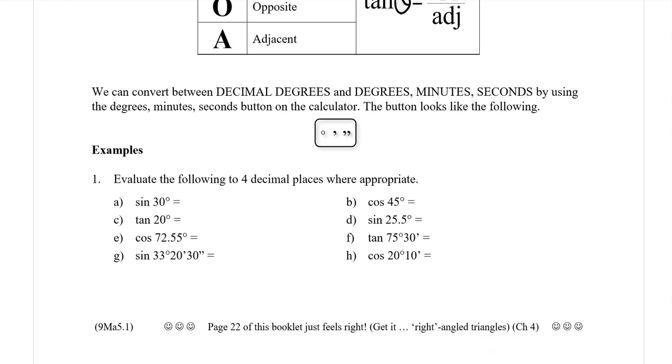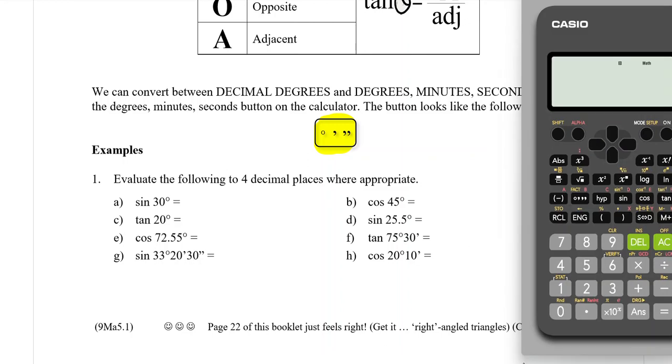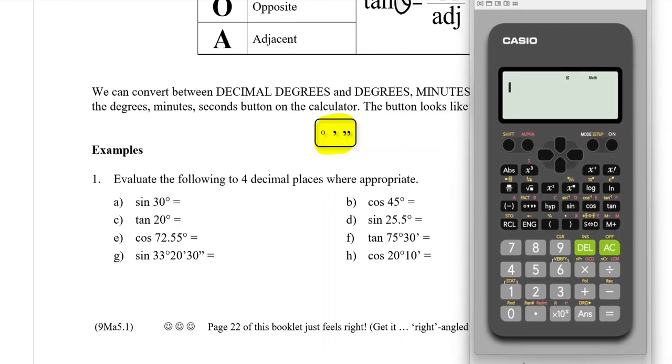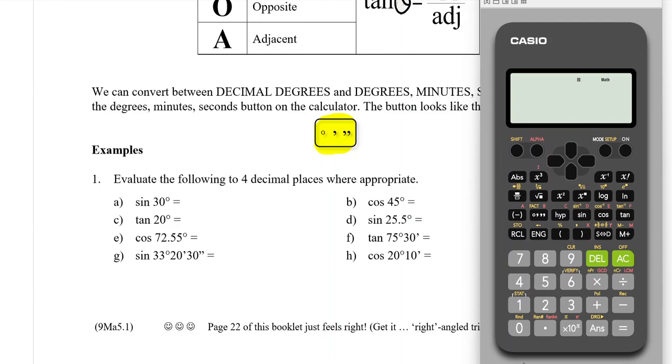Okay, there is a button on your calculator that looks like this, which is going to help us to enter angles into our calculator. So let me bring it up. Here's my calculator, and it is this one here. The button is floating around, but the correct name is the second button.